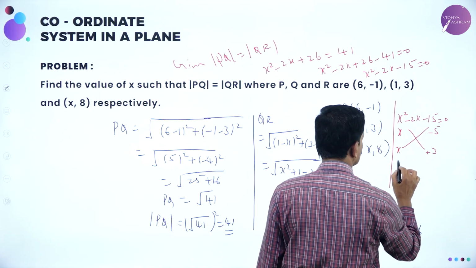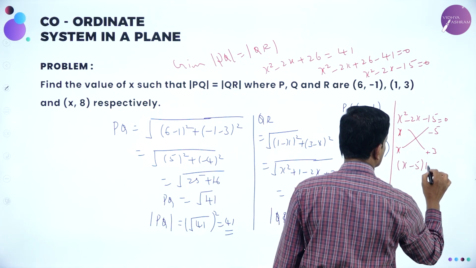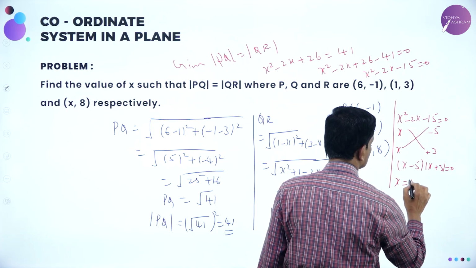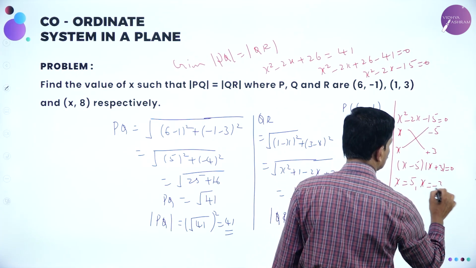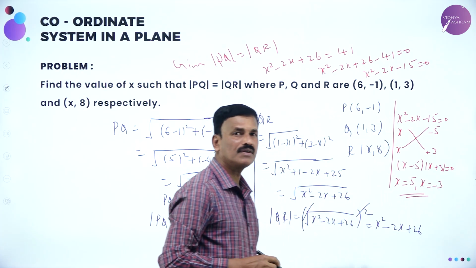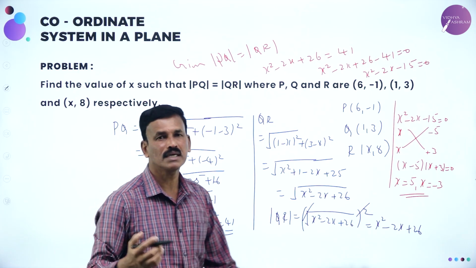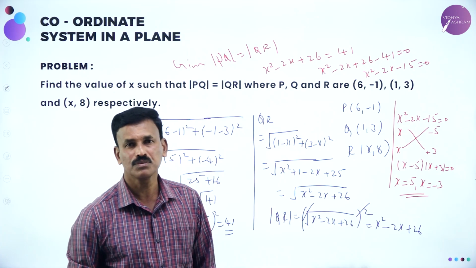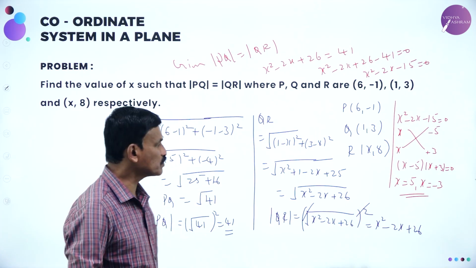Plus into minus, minus. The factors are (x minus 5) into (x plus 3) is equal to 0. That means x is equal to 5 or x is equal to minus 3. That's it. This is how we are going to solve this problem. Hope you followed. Okay. Now move on to the next problem.